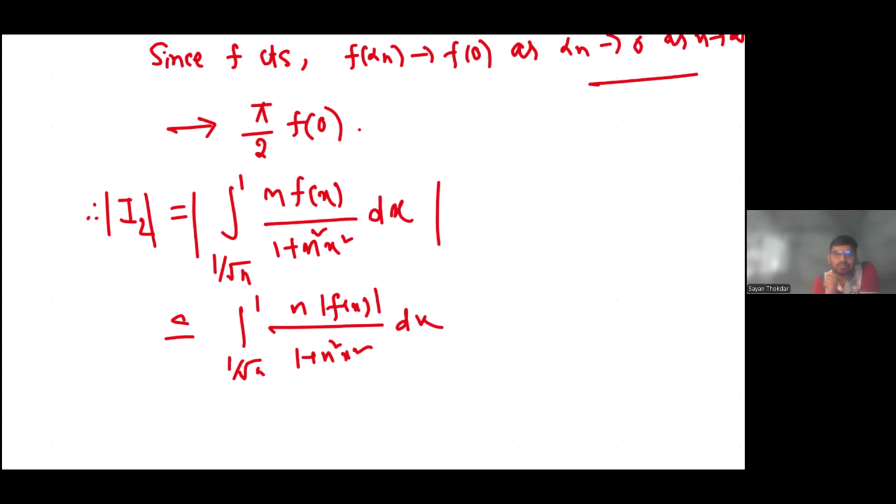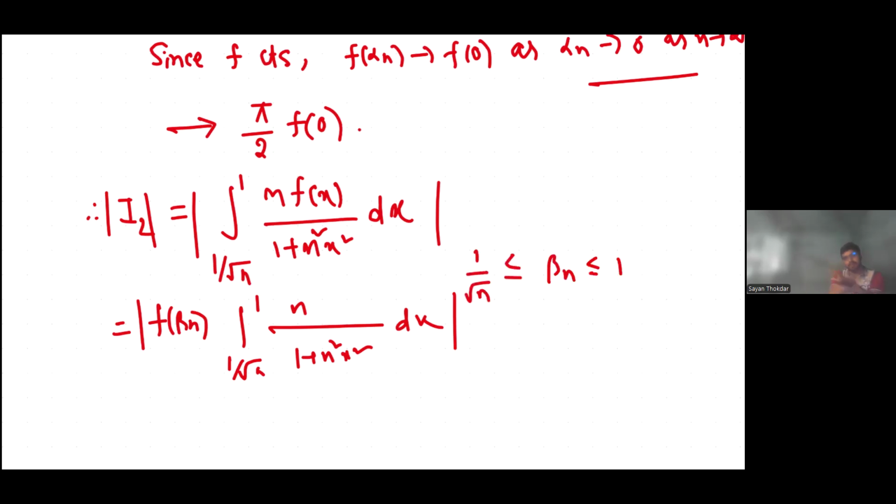Okay, now by the first mean value theorem, that should be something f of beta n, right? For some beta n greater than or equal to the square root of 1 by n. That beta n comes from the first mean value theorem of integral calculus. Okay, now we have to see how to sort this out.